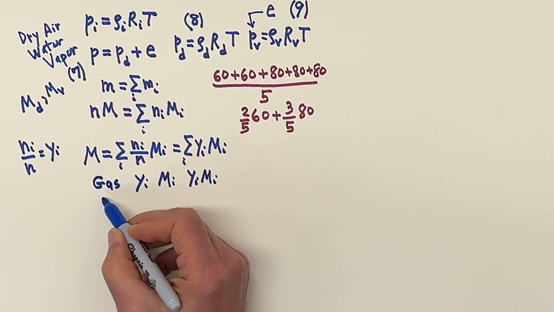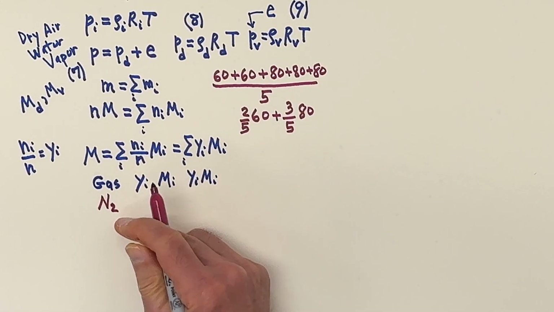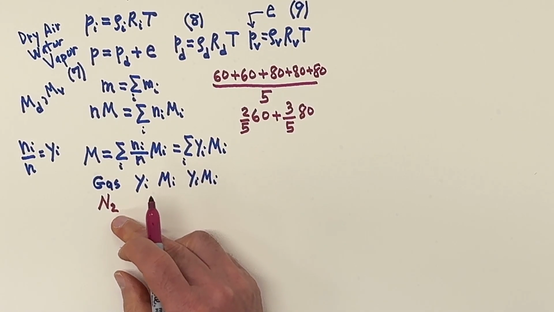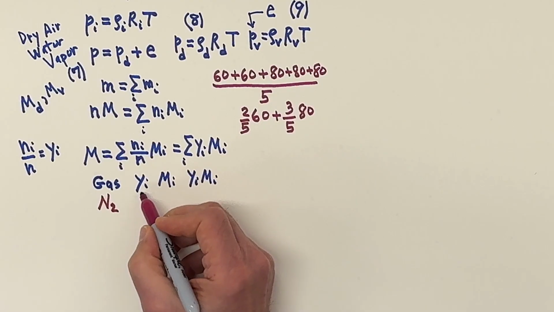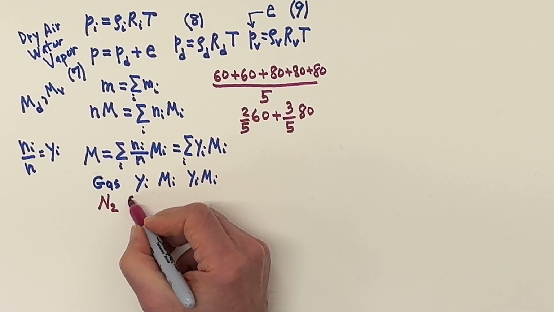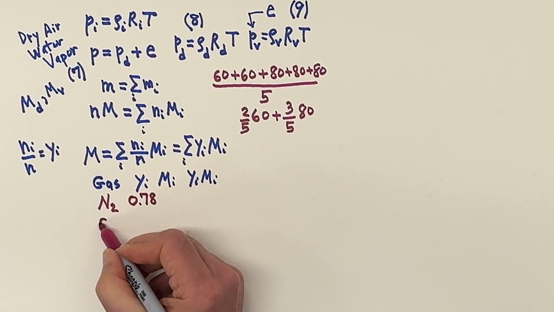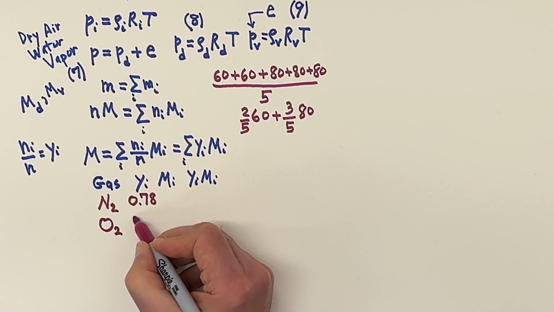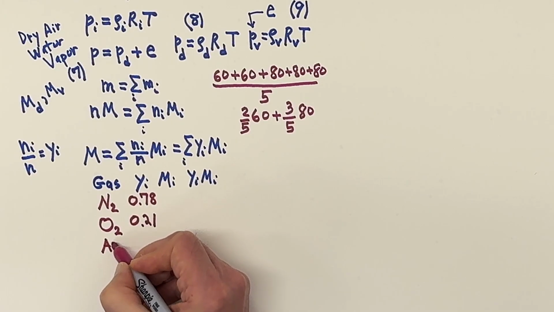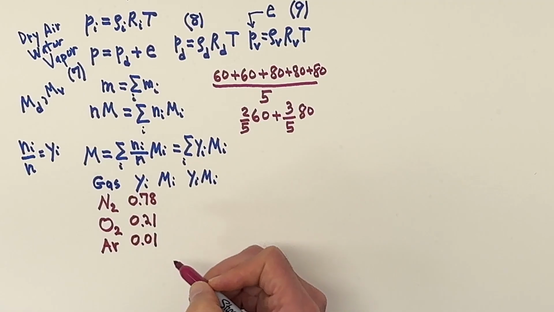So let's start out here with the first gas, say nitrogen. Now nitrogen consists of 2 nitrogen atoms. It's a diatomic molecule. And the mole fraction is, well, the atmosphere is 78% nitrogen, so the mole fraction would be 0.78. Then we have oxygen, 21%, so that would be 0.21. And then argon comes in at 1%, which would be 0.01 for the mole fraction.